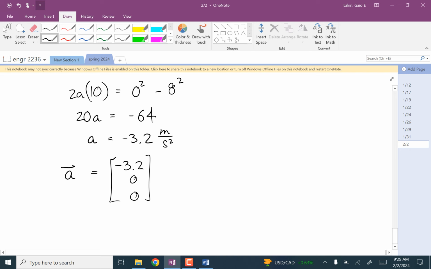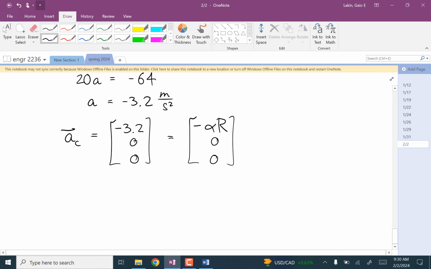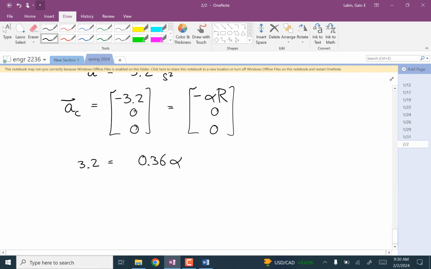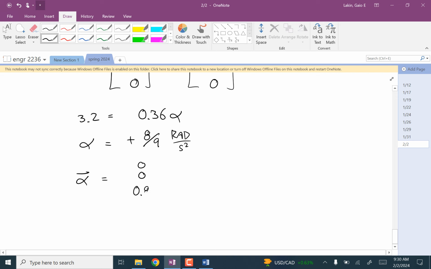And that's the acceleration of the center of the wheel. And so we know that has to be equal to negative alpha times the radius of the wheel, 0, 0. That's the formula for the acceleration of the center of a wheel. And so finally, we just have 3.2 is equal to negative 0.36 alpha. Nope, I already canceled all the negatives. And so, what's that, 8/9? So alpha is equal to positive 8/9 radians per second squared in the z direction, you know. So this is 0, 0, 0.8 repeating.